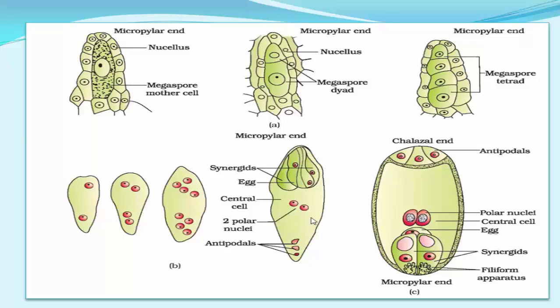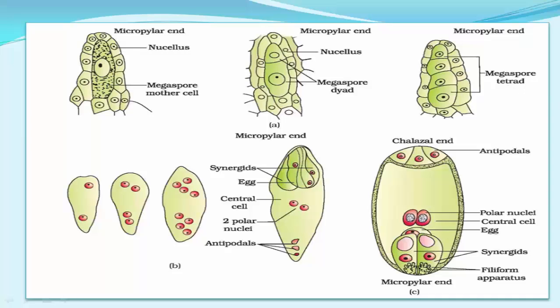The megaspore mother cell undergoes first meiosis. It produces two haploid cells. This is nothing but the megaspore dyad. The second diagram is representing the megaspore dyad. Dyad because two haploid cells are arranged here, and both the cells repeat second meiosis and give rise to the formation of a group of four haploid cells arranged one above the another. This is called the megaspore tetrad.